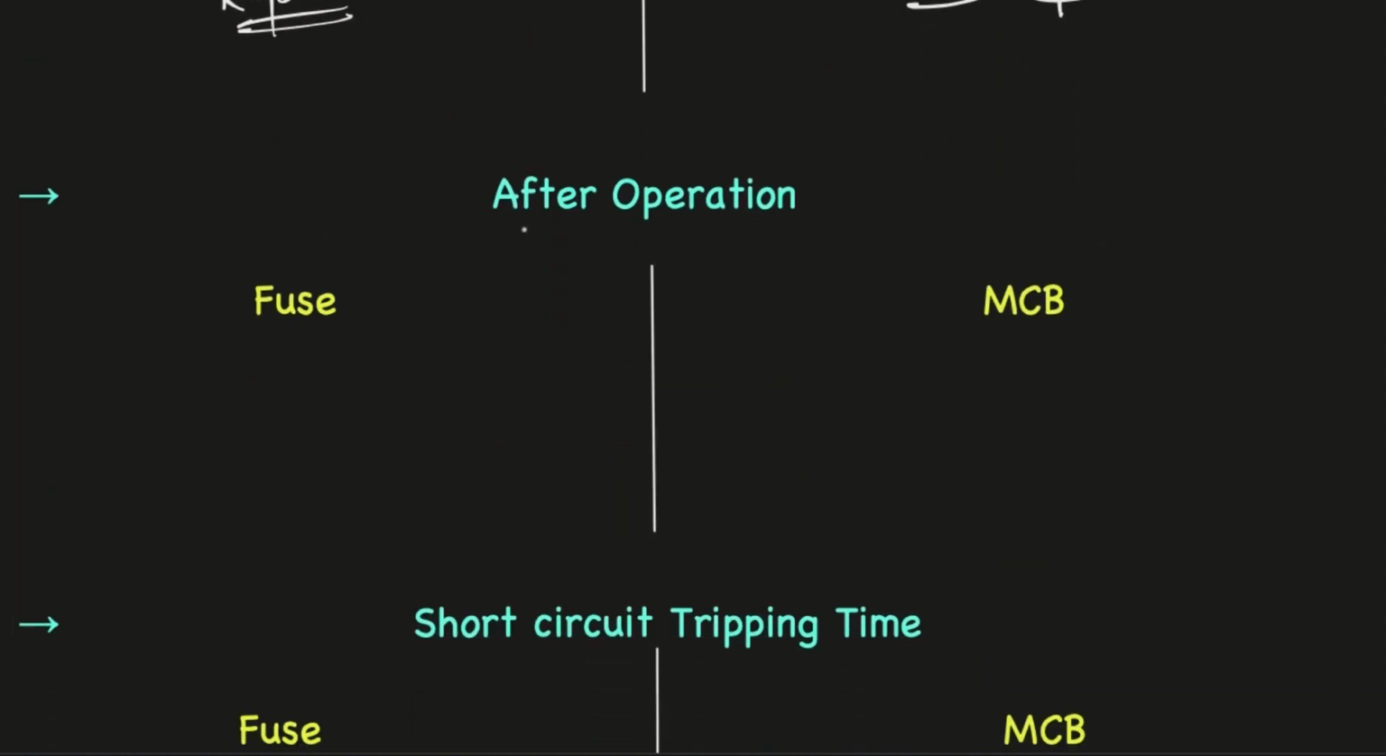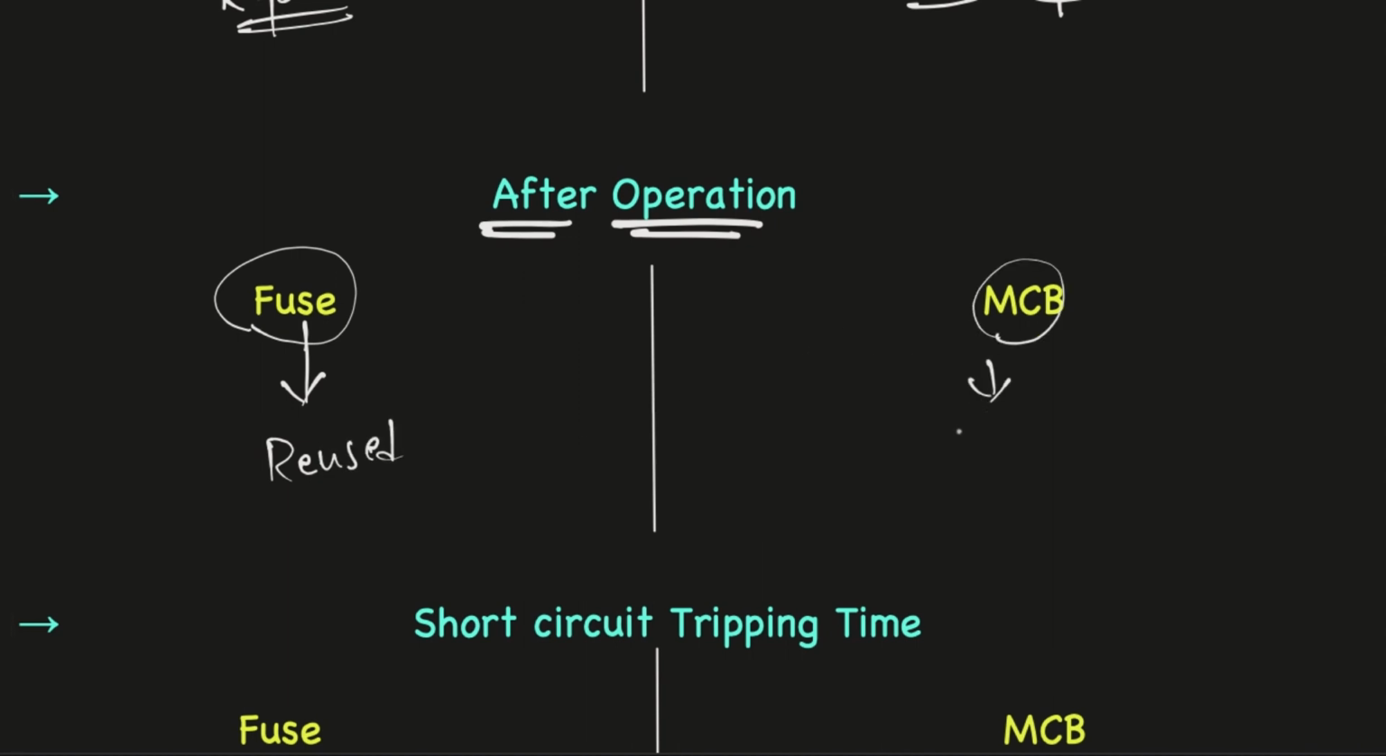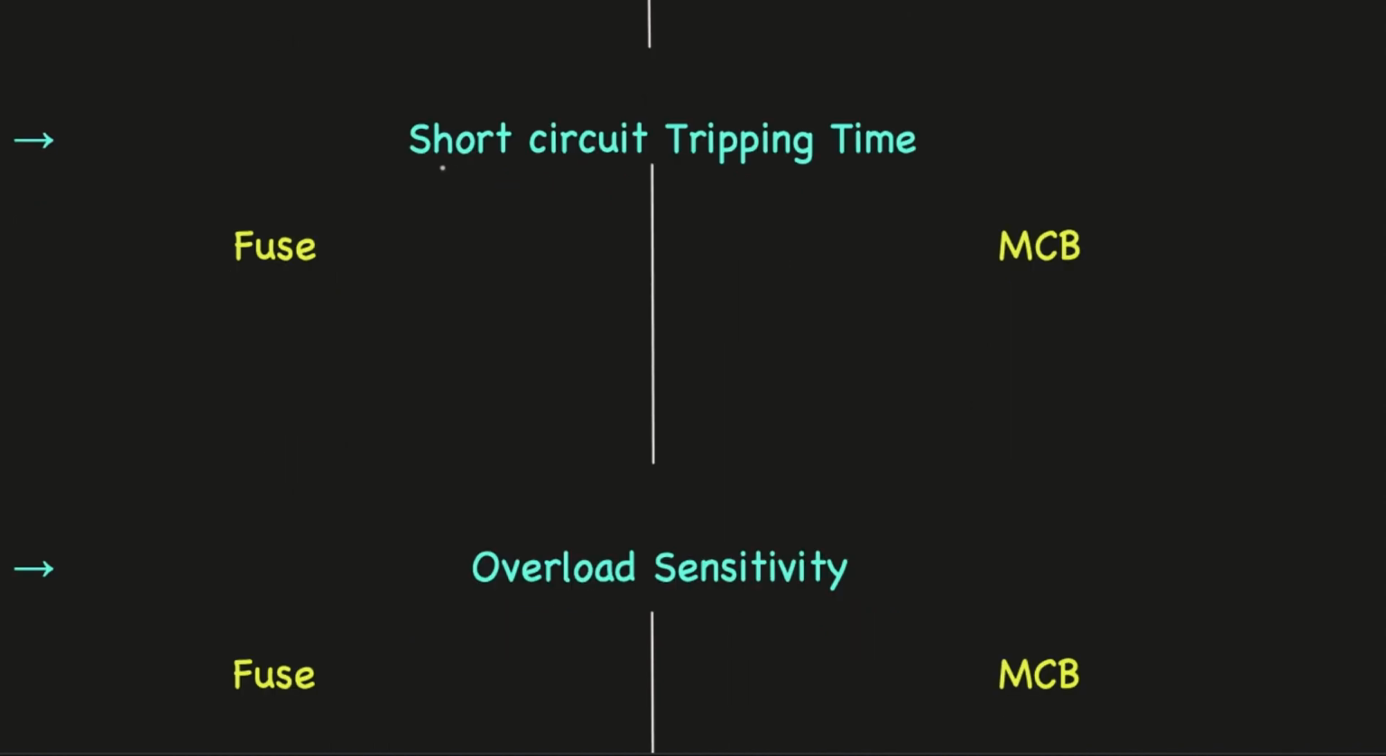The next point is after operation. After operation of a fuse, it cannot be reused, but your MCB can be reused as many times as possible. Now moving on to the next point, it is short circuit tripping time.